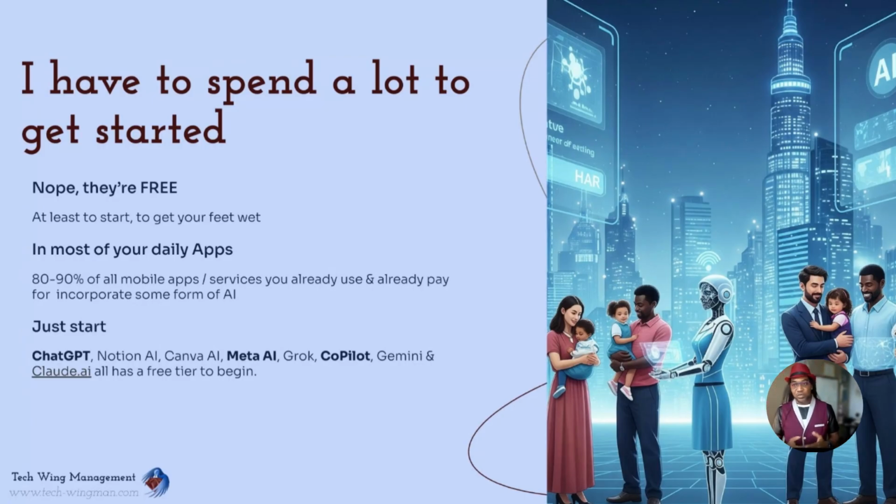ChatGPT is the one that I've been using for almost two years now. Notion is a knowledge-based application that's also using AI. So I put a lot of information in there, and I can use AI to kind of pull back some information for me. Canva is a marketing app. Meta AI, we're talking about Facebook, Instagram, WhatsApp. Grok is pretty much Twitter or X. Copilot is Microsoft. Gemini is Google. Claude AI is mostly used for web development and coding. So I definitely use it for that, and it's very impressive.